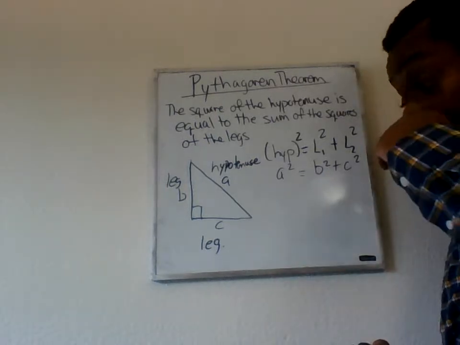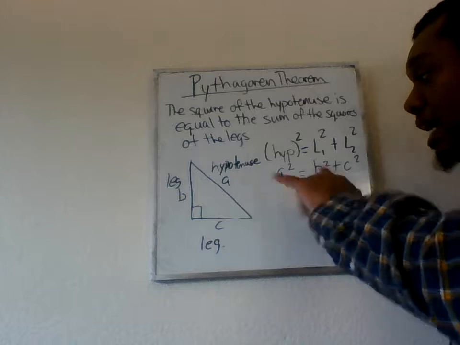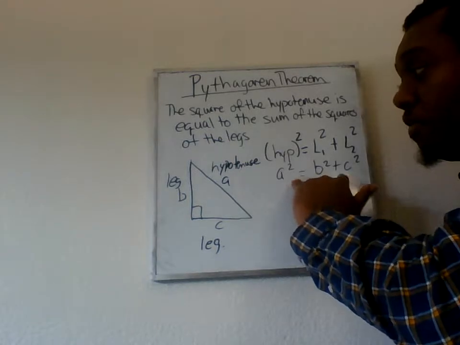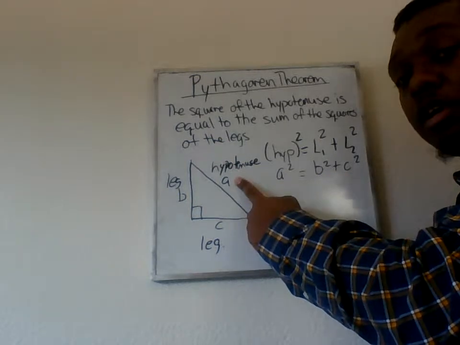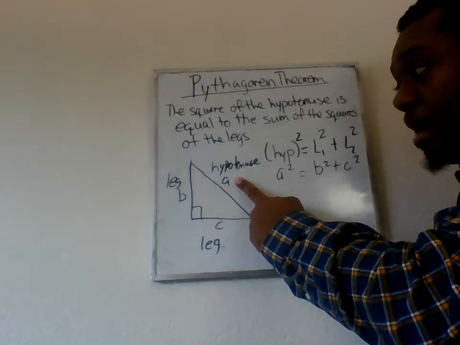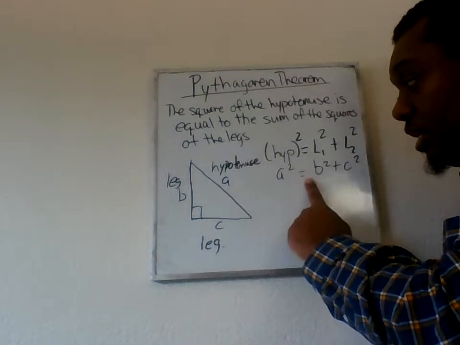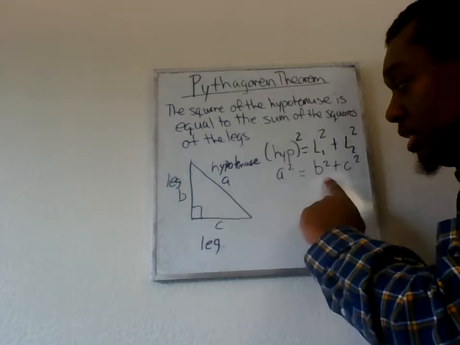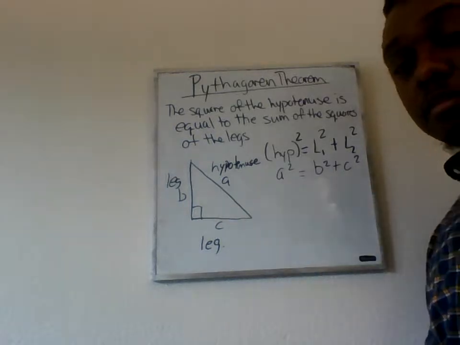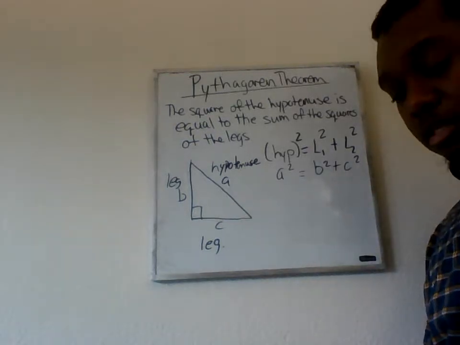Okay? So I got this based off of what the variables were for my sides. My hypotenuse was called A, so that's why it's A squared equals, and my two legs were B and C, B squared plus C squared. Okay, so that's how we're going to begin this.